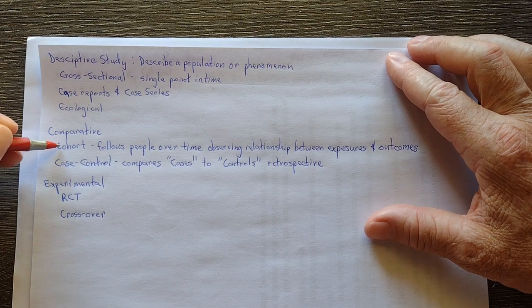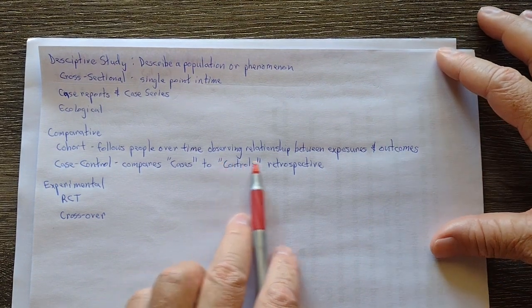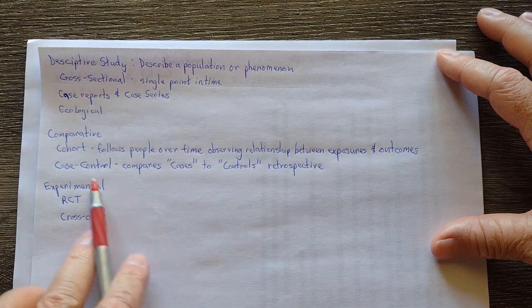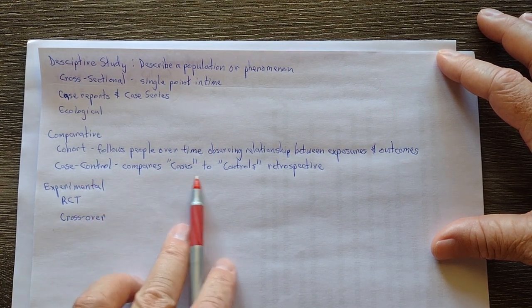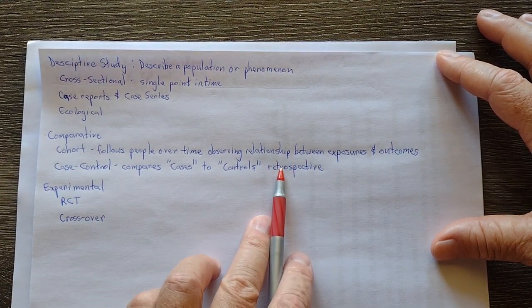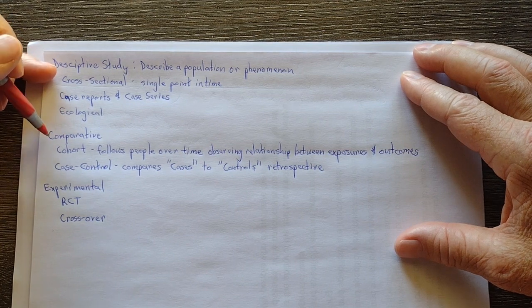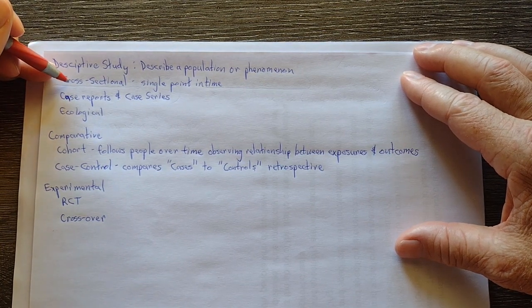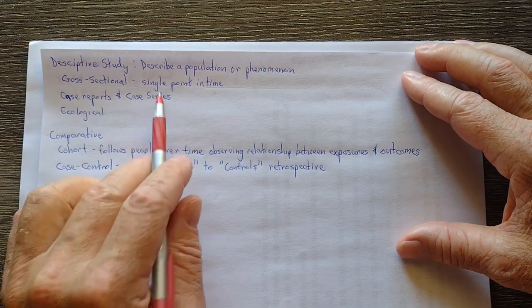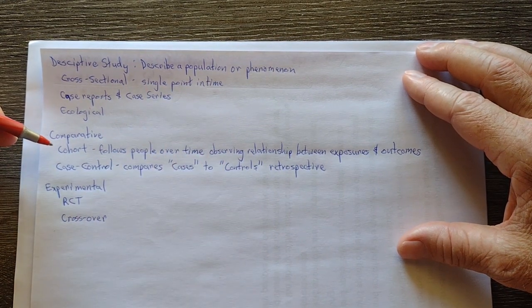So now let's talk a little bit about comparative. And so some examples are cohort and case control. So the cohort really follows people over time, observing relationships between exposures and outcomes. And this over time thing is quite important. And a case control compares cases to controls, i.e. case control, and it is retrospective. Another interesting thing to note, though, is that cross-sectional studies can also be comparative. We can collect data and compare what's actually happening at a single point in time. And so we might come back and visit that a little bit later.